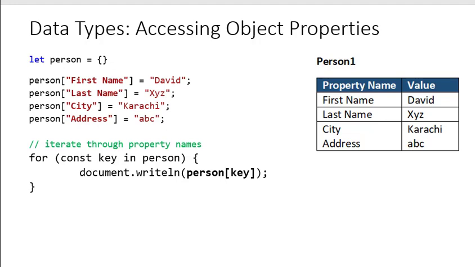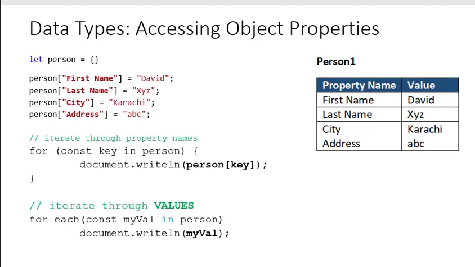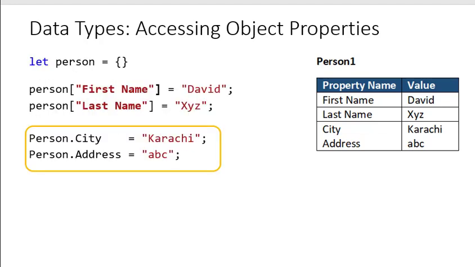You can iterate through all the properties of an object using a for in loop. You can use a for each loop to iterate through values. In other object-oriented languages like C# or Java, the dot operator is used to access properties. It is also available in JavaScript. For example, here I have accessed person.city and person.address using the dot operator.